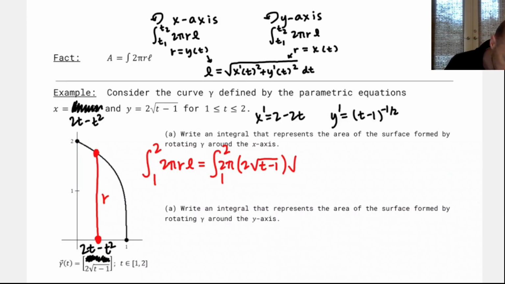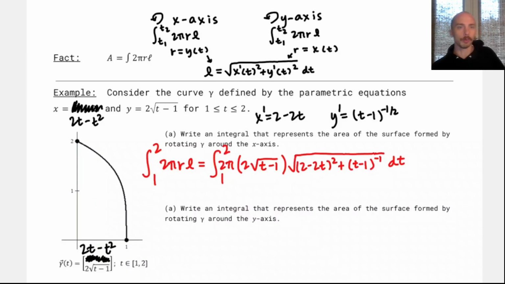All right, I don't think you need to watch me do that. So I'm going to take the square root of x prime squared plus y prime squared. So 2 minus 2t, I'm going to square that, plus t minus 1 to the negative 1/2 squared. Okay, so if I square that, double the power, that's negative 1 power. t minus 1 to the negative first, dt.